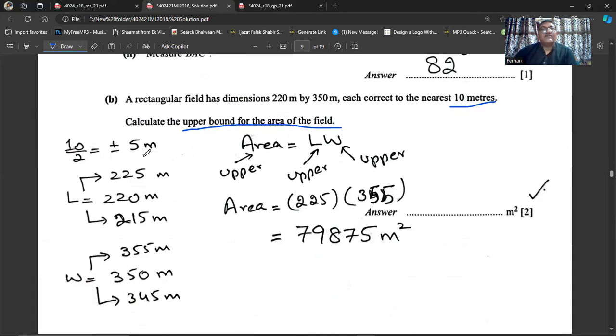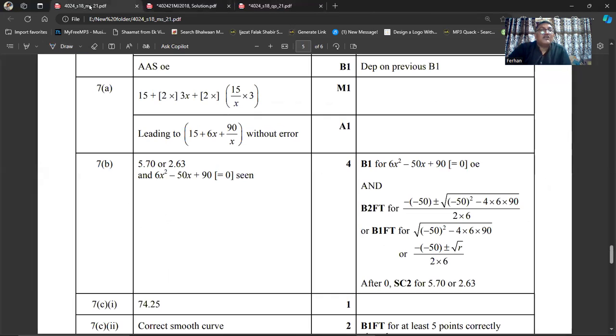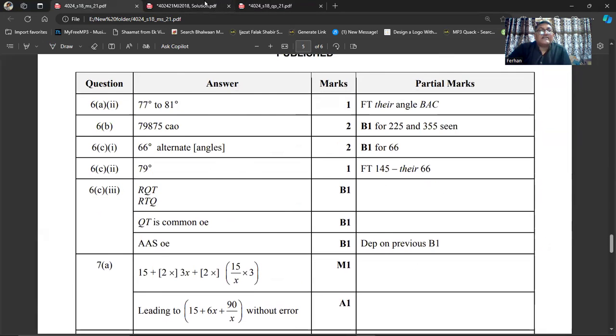So then he says the rectangular field has dimensions of 220 meters by 350 meters, each correct to the nearest 10 meters. So I will divide the 10 by 2, so you will get 5 meters. I will add and subtract it from the main readings. I will get the upper bound of the length, lower bound of the length, upper bound of the width, lower bound of the width. Then they want me to find the upper bound of the area. So area is equal to length into width. So I will take the upper value of the length and the upper value of the width and I will get the upper value of the area. So 225 multiplied by 355, that is 79875 meters squared. So that is the right answer, sir.